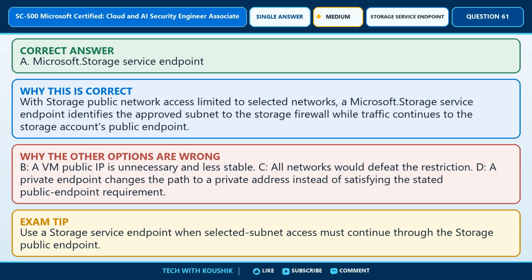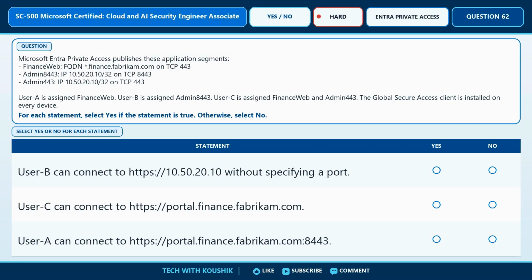The incorrect choices fail for the following reasons. B, a VM public IP is unnecessary and less stable. C, all networks would defeat the restriction. D, a private endpoint changes the path to a private address instead of satisfying the stated public endpoint requirement. Use a storage service endpoint when selected subnet access must continue through the storage public endpoint. The next item is question number 62.